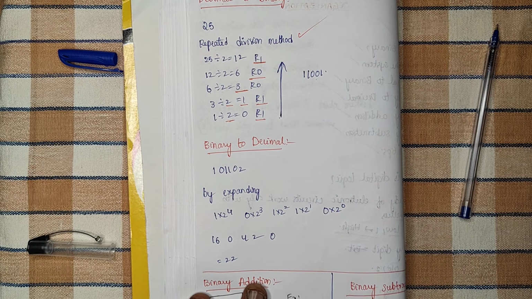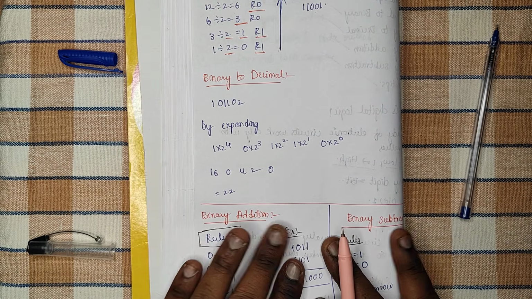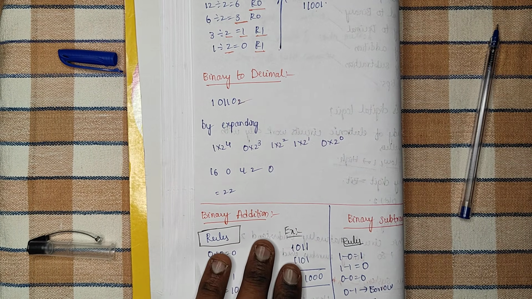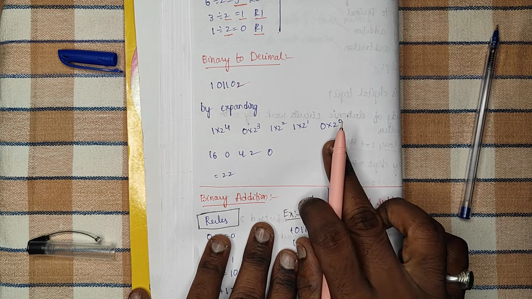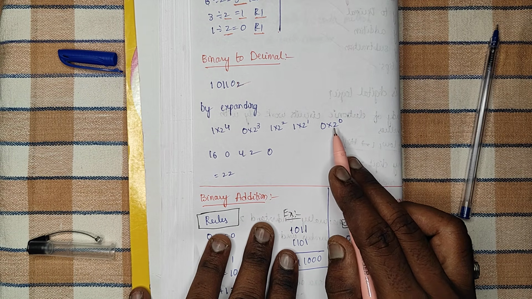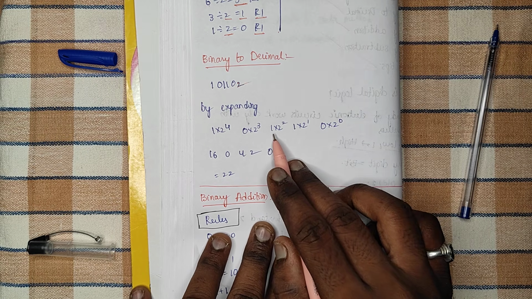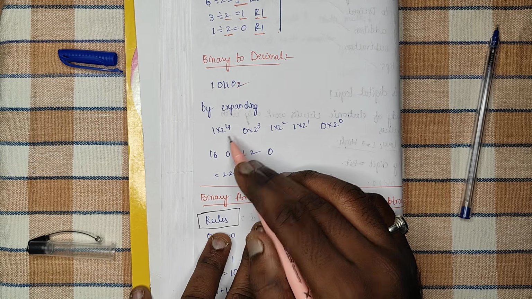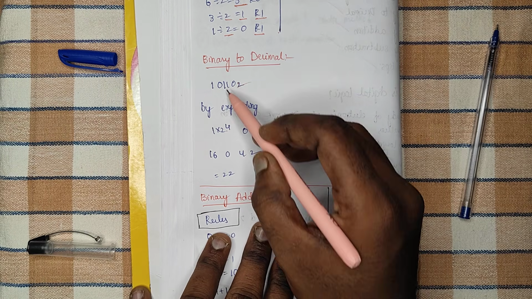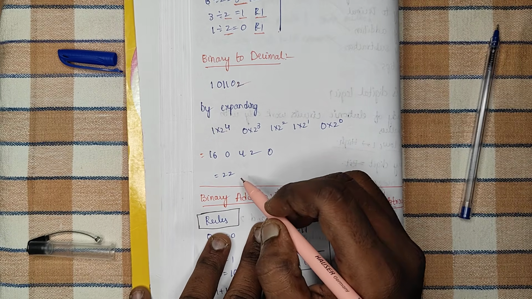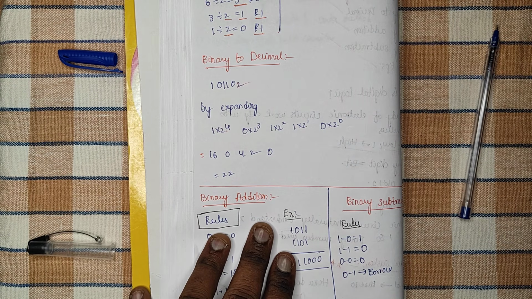So let's see binary to decimal. For example, I took 10110 base 2. By expanding, we get 0 into 2 power 0, which is 0, and 1 into 2 power 1, and 1 into 2 square, 0 into 2 power 3, and 1 into 2 power 4. By seeing this, you can understand these are the positions which I have given. So overall, if you add the values, we get 22.